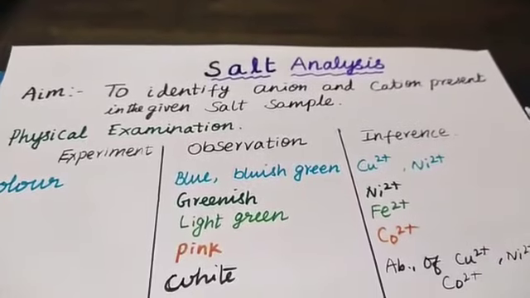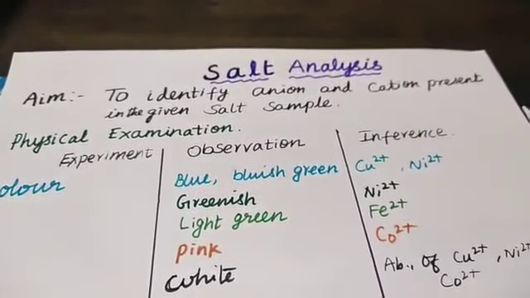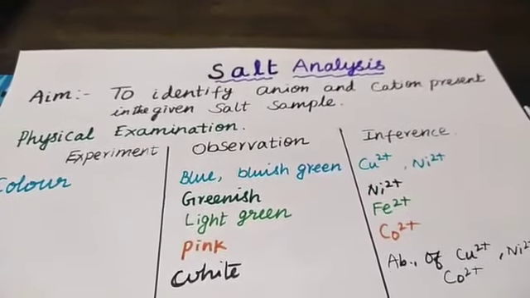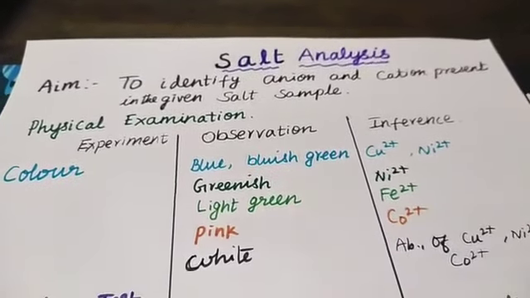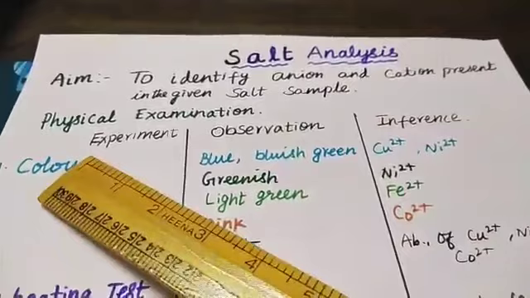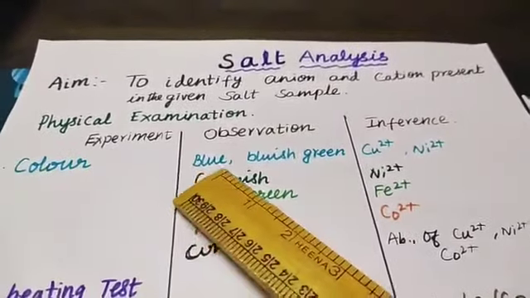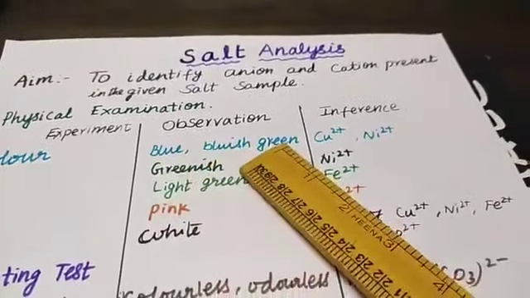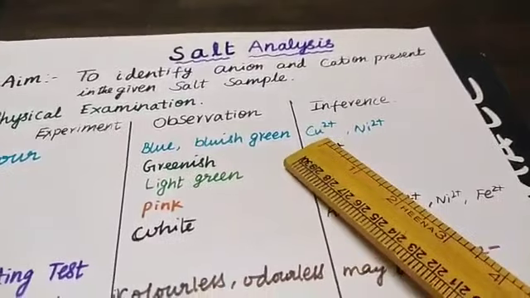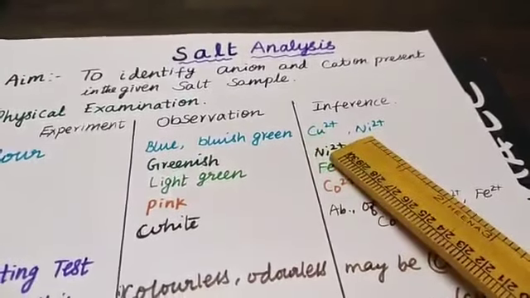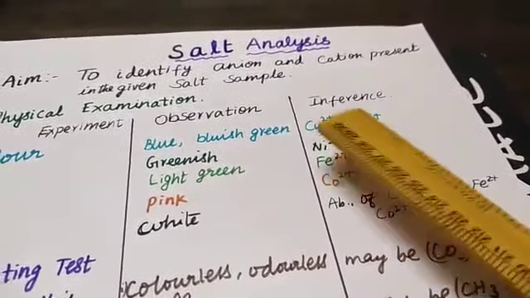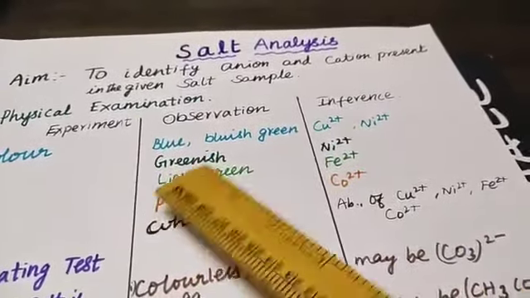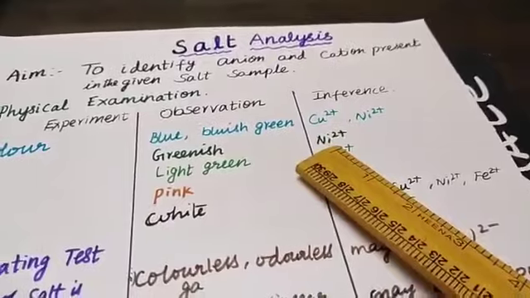If a salt packet is given to you, first, after opening, you will observe the color of the salt. This is called physical examination. If your salt is blue or bluish green, it says your salt contains copper ion or nickel ion, Cu2+ and Ni2+. If it is greenish, it may be nickel, Ni2+.